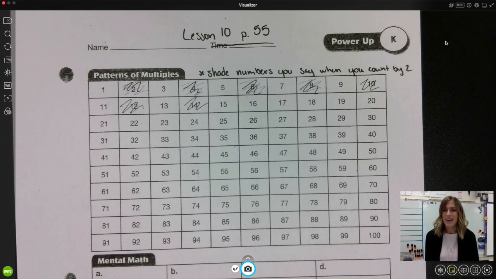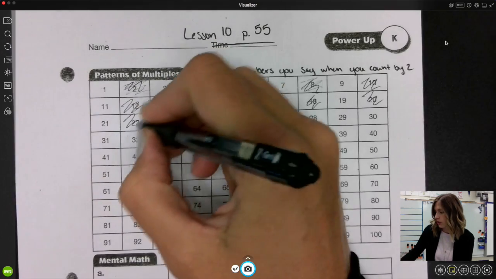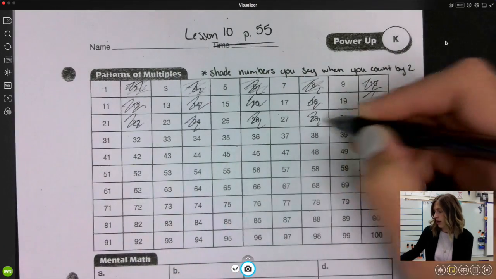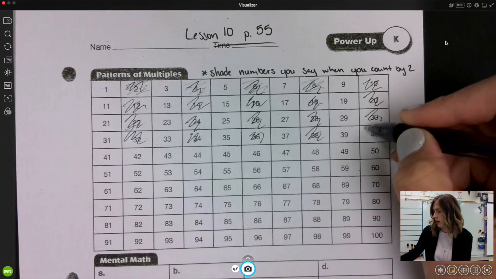If you're watching this now, you should have already done your power up. Let's go ahead and grade it together. 14, 16, 18, 20, 22, 24, 26, 28, 30, 32, 34, 36, 38, 40.